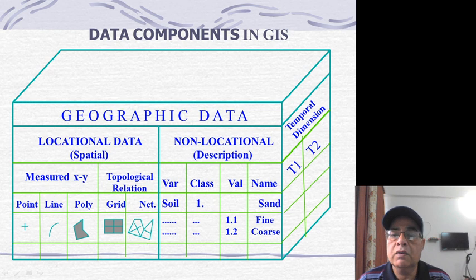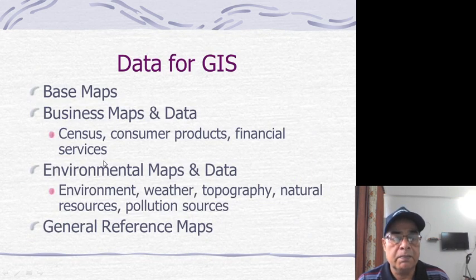For example, 1.1 is a fine sand, and 1.2 is a coarse sand. And again, we were talking about the dynamicity or the year of creation. So T1 and T2 are nothing but the temporal. Temporal means in which year the data has been created. So these are the details about when we are talking about the data.